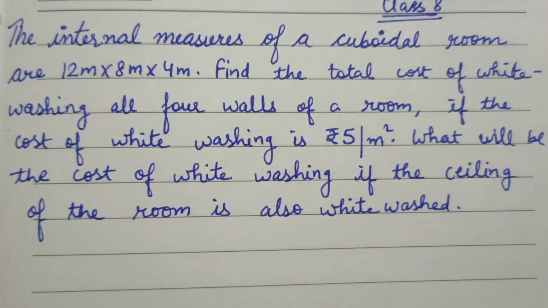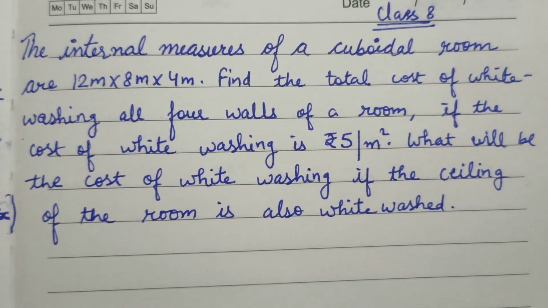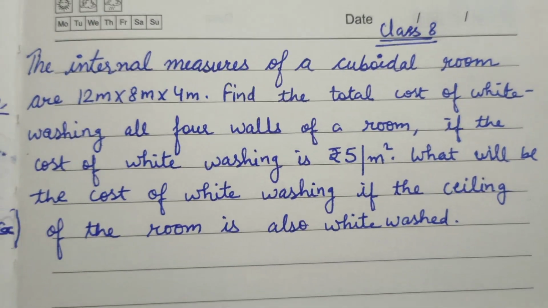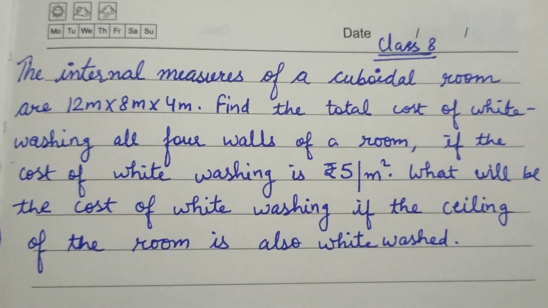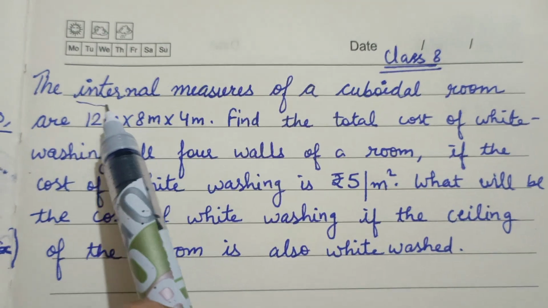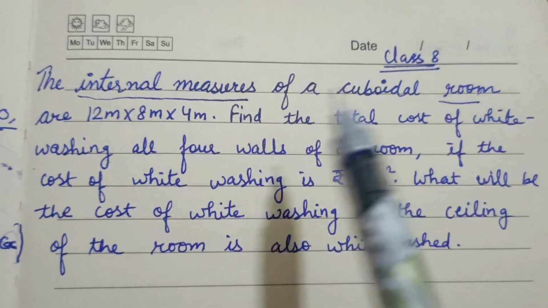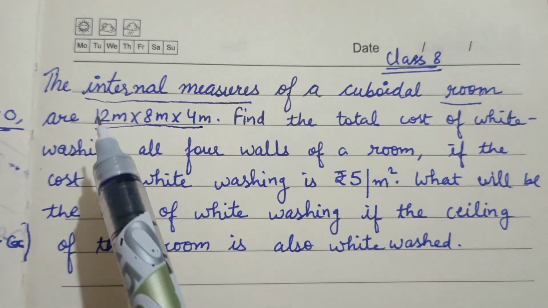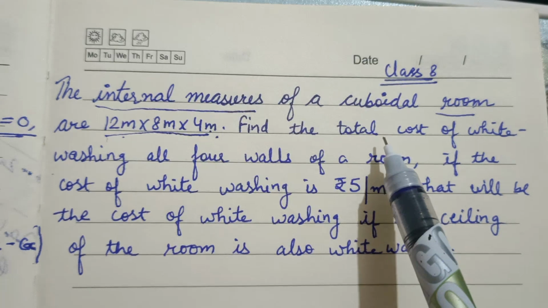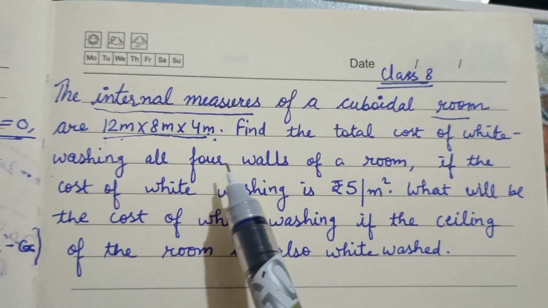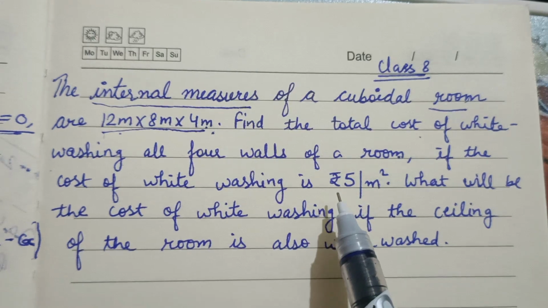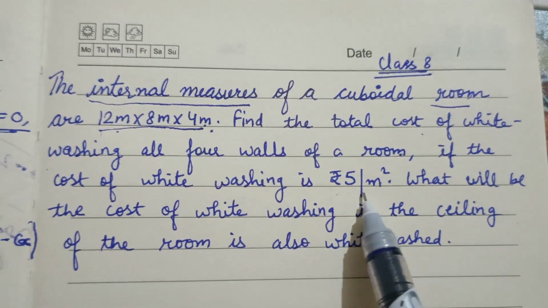Firstly, we will understand what we need to find out and what is given to us. Here in this question, we will mark the basic and important information which will help us find the solution. The internal measures of the cuboidal room are given in 3 dimensions: length, breadth and height. Using these dimensions, we will find the total cost of whitewashing all 4 walls of the room, with the help of the cost given per meter square.